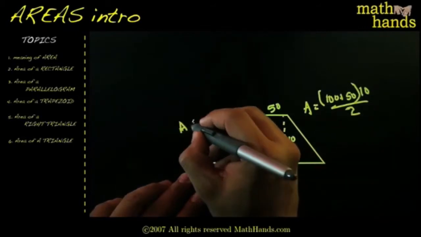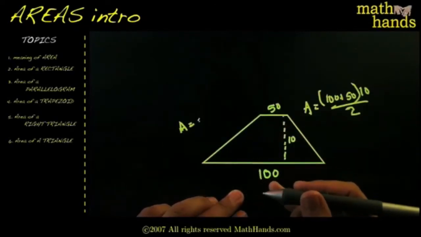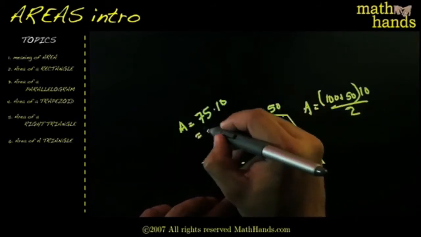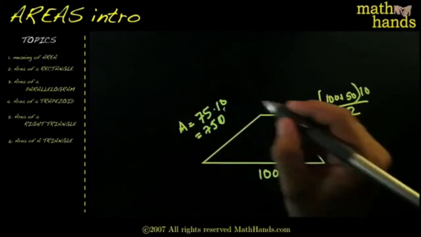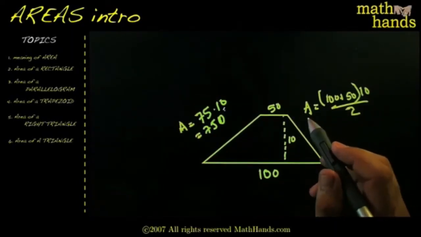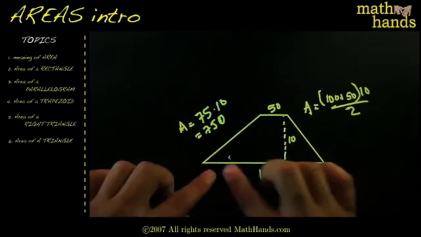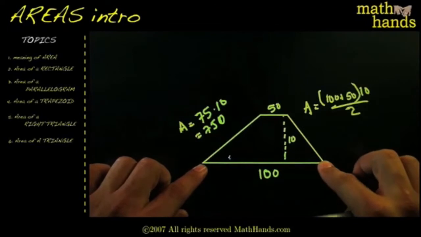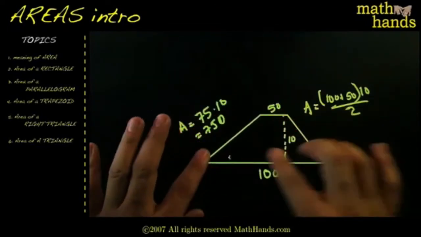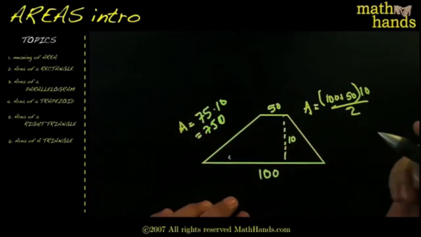Or the other way would be just take the average of the bases. If this is 50, this is 100, the average would be 75. 75 times 10, which would be 750. 750 square inches, square miles, whatever you've got going on here. That means if these were 100 inches long, 50 inches long, 10 inches long, in the entire area you could fit 750 little square inches. Little bit tiny square inches.